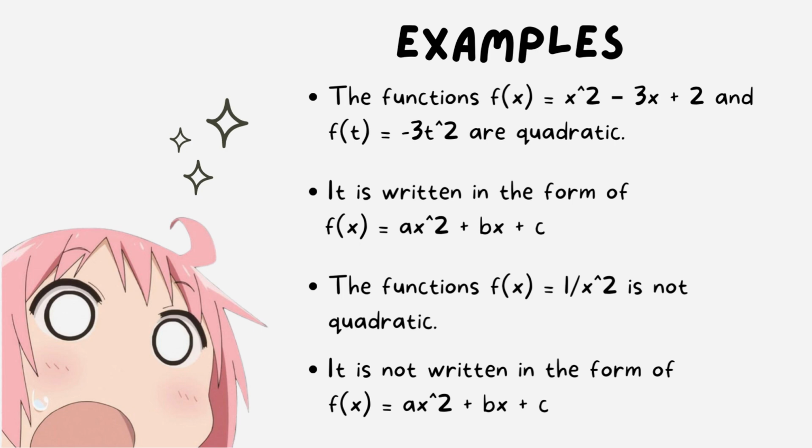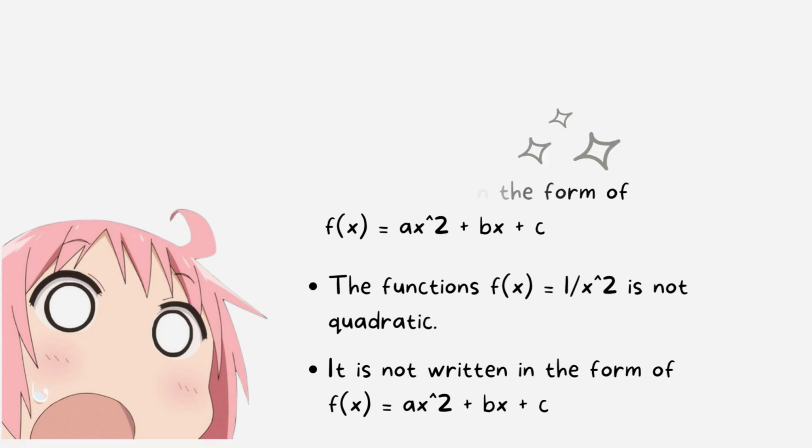How about the function f(x) equals 1 over x²? Nope, it's not a quadratic function. Why? The reason is simple, because it is not written in the form of f(x) equals ax² plus bx plus c. Alright, in this subtopic, we are also going to learn about the quadratic function graph.